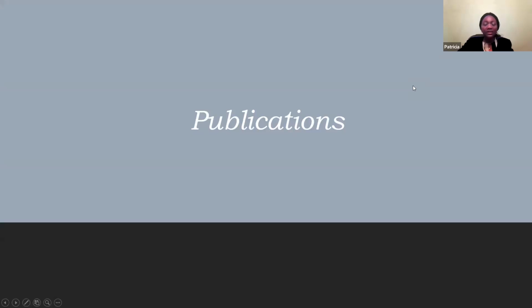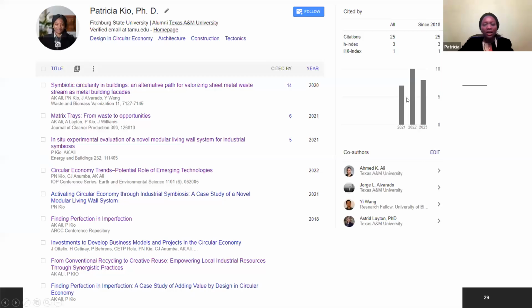So this study led to some publications. And if we look at the publications from the beginning, from that embodied energy to now, it has led to these papers. I'll talk about the first 3 up here: the symbiotic circularity in buildings, an alternative path for valorizing sheet metal waste stream as metal building facade; matrix trays from waste to opportunities; and then in situ experimental evaluation of novel modular living wall system for industrial symbiosis. And this was my doctoral thesis. So I'll talk about that part from my presentation.